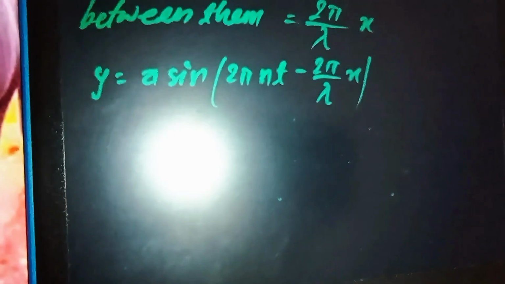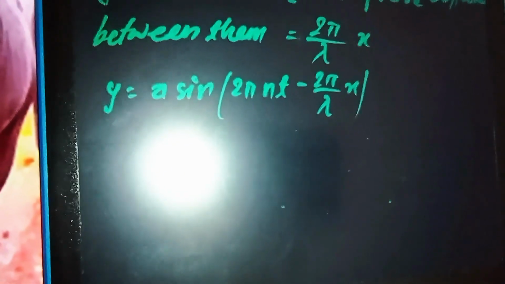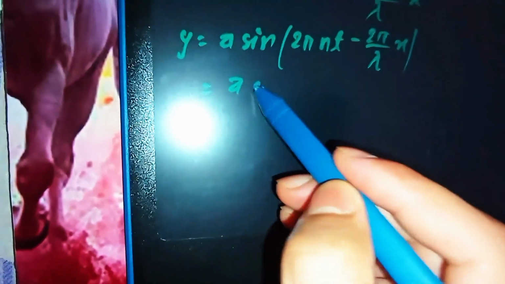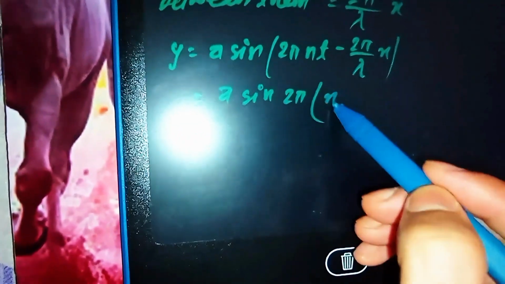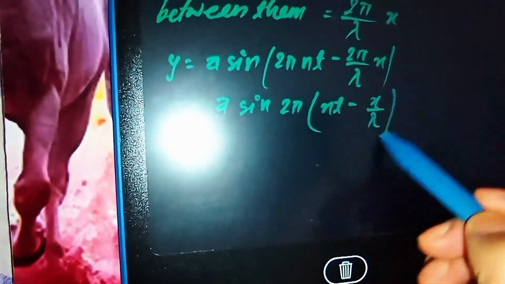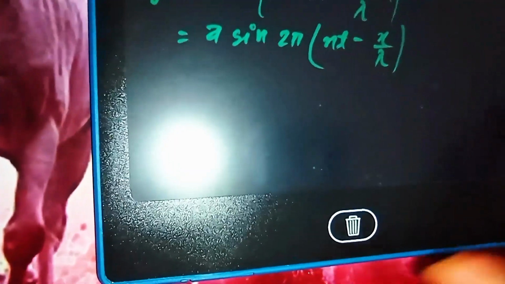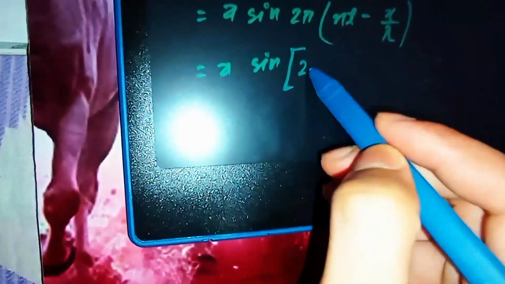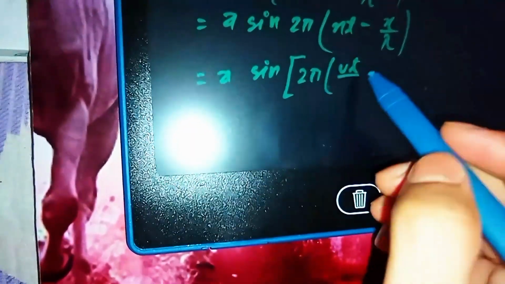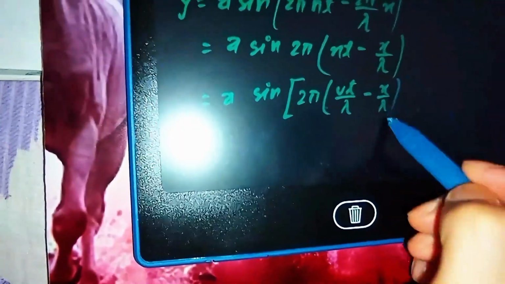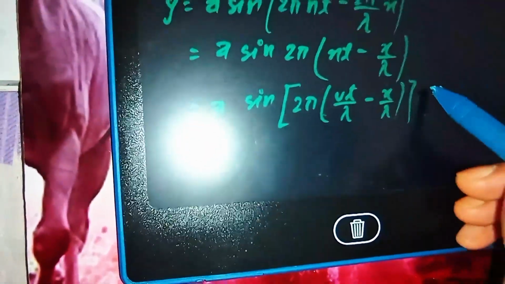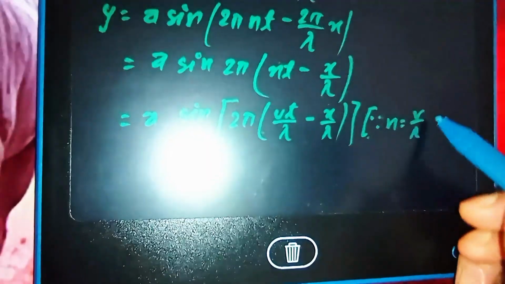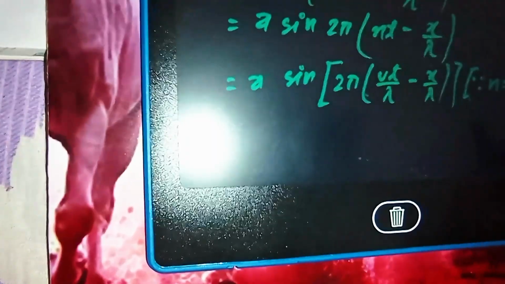We get y is equal to a sin 2 pi n t minus 2 pi by lambda x. This can also be written as y is equal to a sin 2 pi, taking 2 pi common, n t minus x by lambda. This is equal to a sin big bracket 2 pi, v t by lambda minus x by lambda, since frequency n is equal to v by lambda. Okay, frequency is equal to v by lambda, and this is the formula.